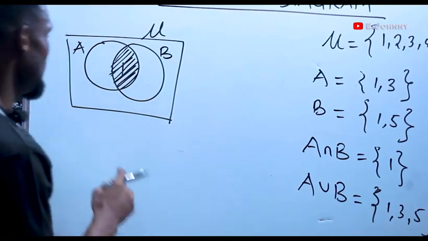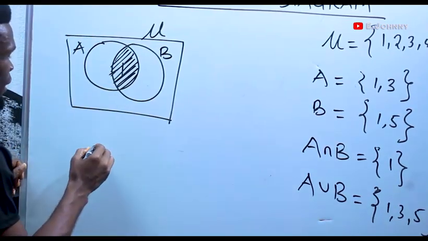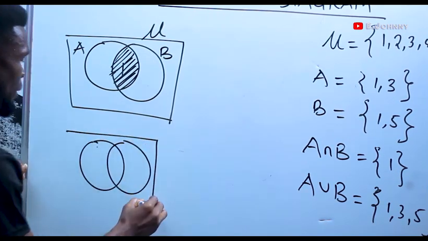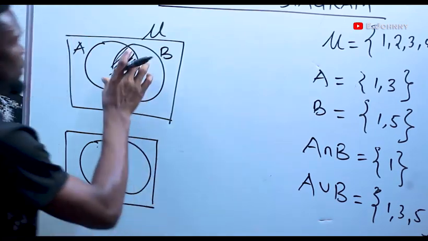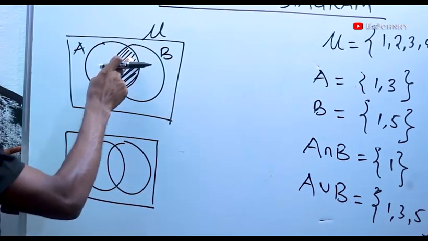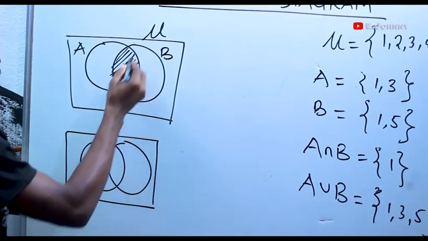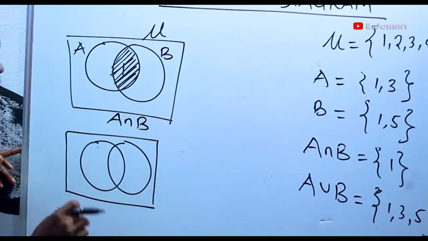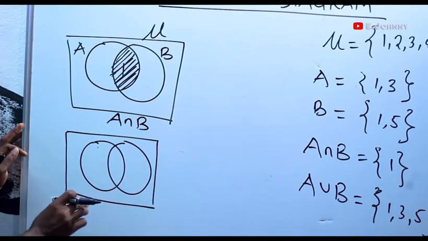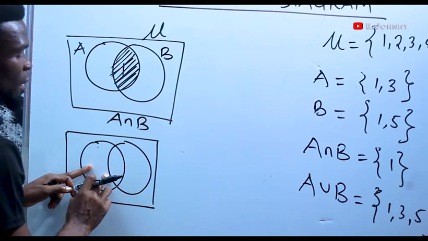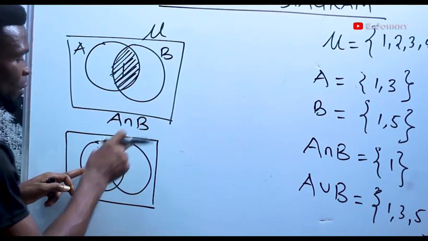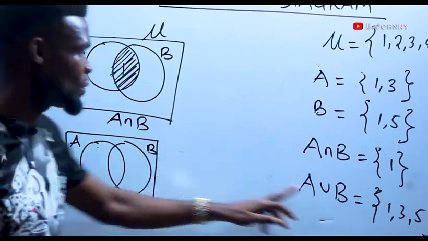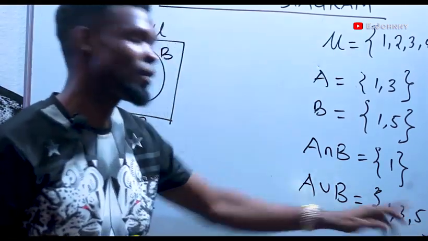Now, if I'm representing it on the Venn diagram, this is set A and this is set B. Before then, let me write this. This is A intersection B. It means that the shaded region is A intersection B. But for union, it means that the element is common to set A, it's also common to set B, and it's also common to both sets. So this is A union B, 1, 3, and 5.